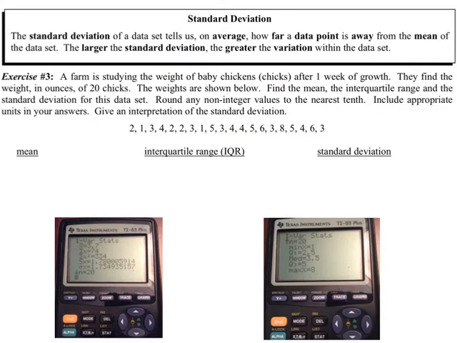So the important part here is 20 chicks, so that when we type in my information, I make sure that I have 20 in my information. My mean, remember, is the one with the x bar on it, so my mean equals 3.7.